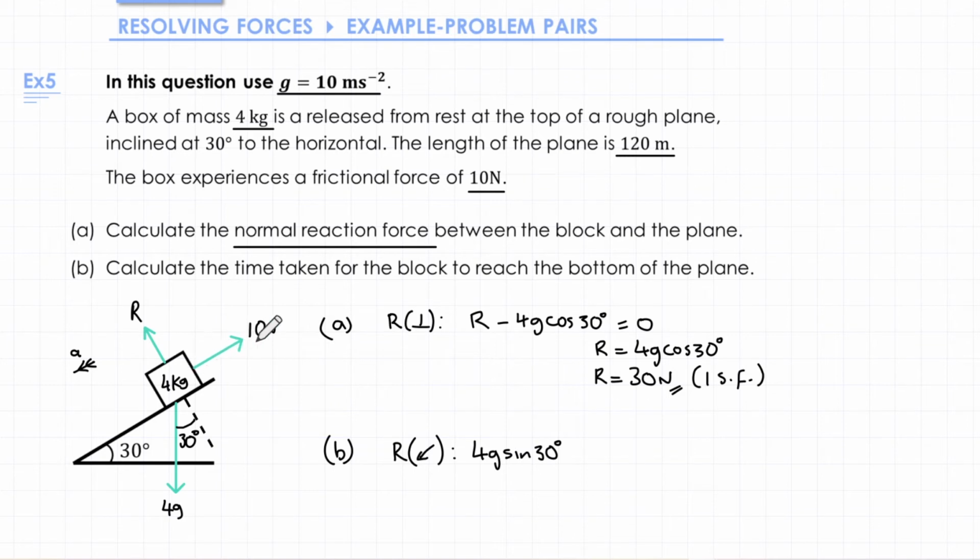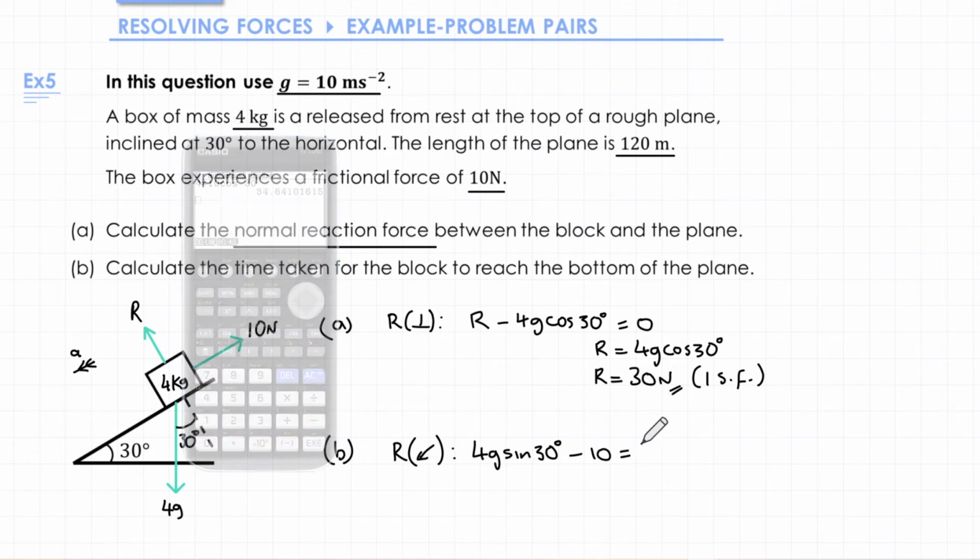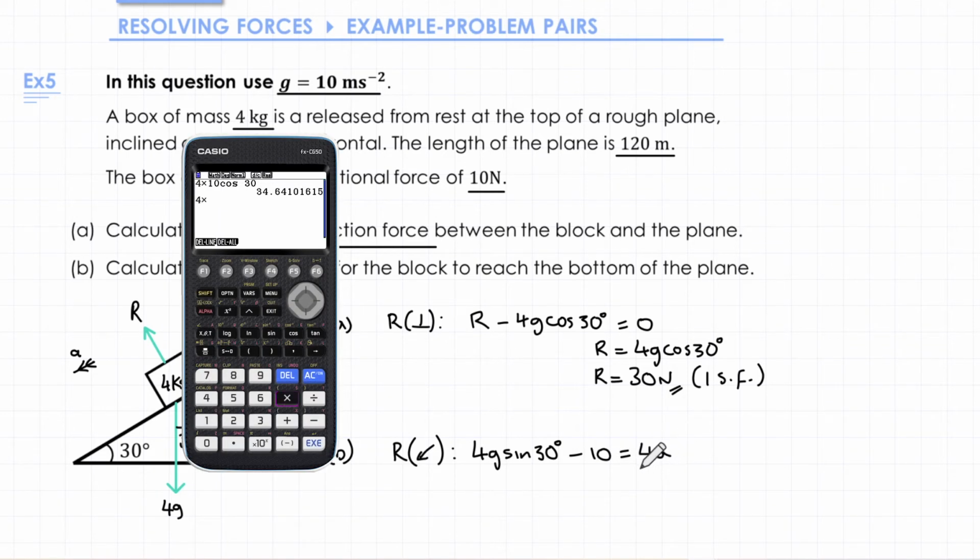We have a resistive force of 10 newtons, and that's going to equal mass times acceleration, ma. So a gives us 2.5 meters per second squared.